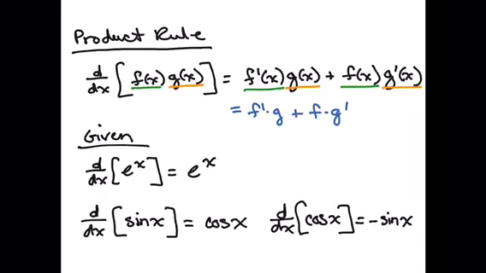This video assumes that you know a couple of basic derivative rules. These rules that we're going to use are that the derivative of e to the x is e to the x, the derivative of sine x is cosine x, and the derivative of cosine x is negative sine x.